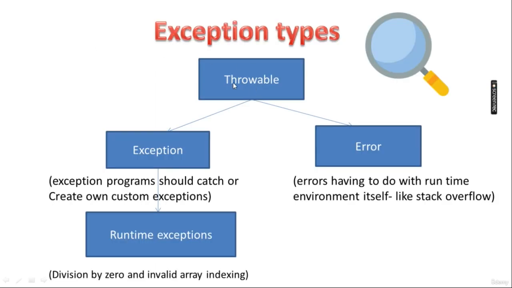Then exception types. The base class of all the exceptions is Throwable. Then there are two classes, Exception and Error. Exception is the base class for all the types of exception. Programs should catch exceptions or create their own custom exceptions. Runtime exceptions are division by zero and invalid array indexing. Errors have to do with the runtime environment itself, like stack overflow. These types of errors are very tricky and difficult to handle. Exceptions can be handled, and the errors that cannot be handled are in the Error class.